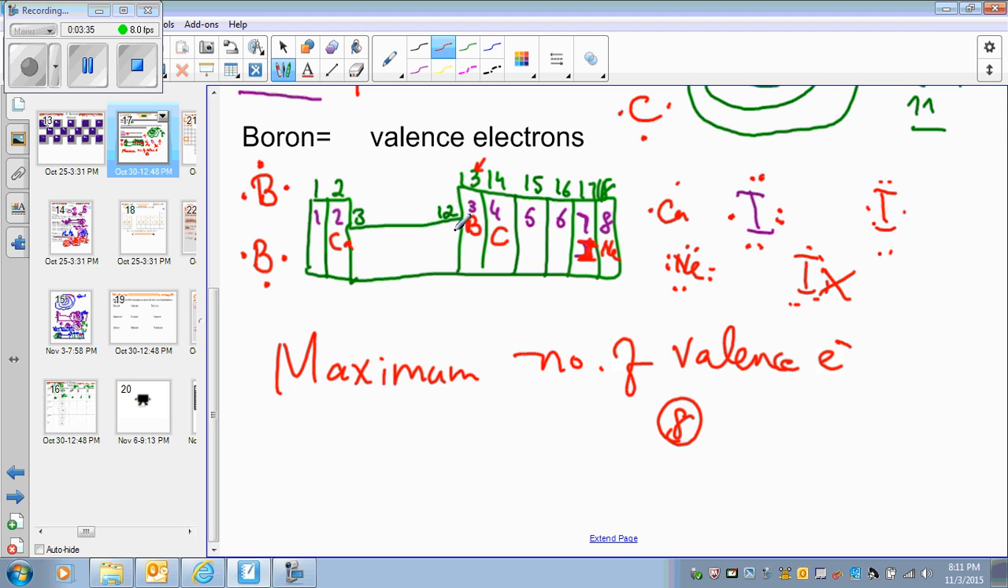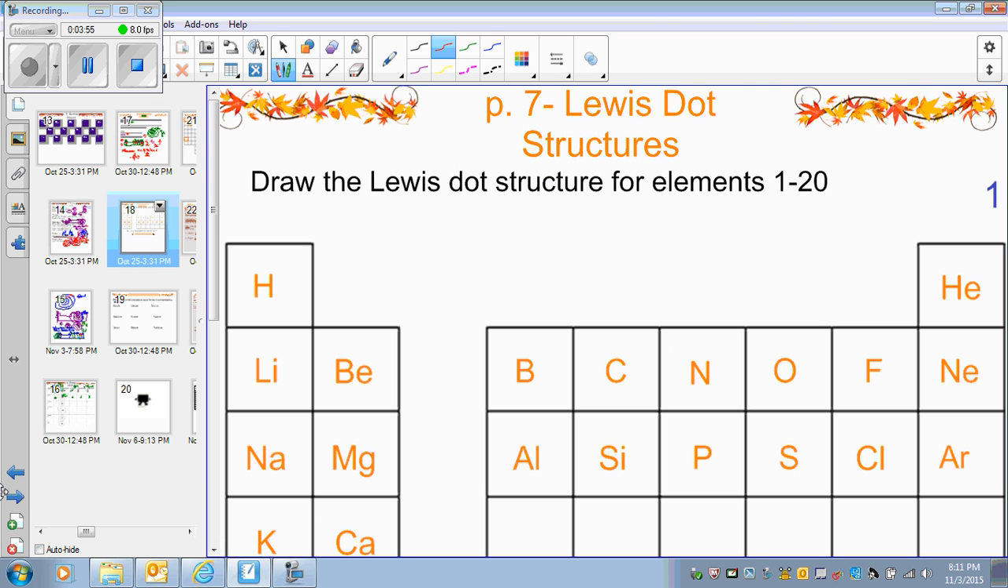Keep that in mind. I don't want to have something like silicon, where you have 1, 2, 3, 4, and then there are like 14 electrons sitting here. This is not how it goes. It goes maximum 8. Okay, so it's 1, 2, 3, 4, 5, 6, 7, 8. So this is how you do the dot diagram or Lewis dot diagram.